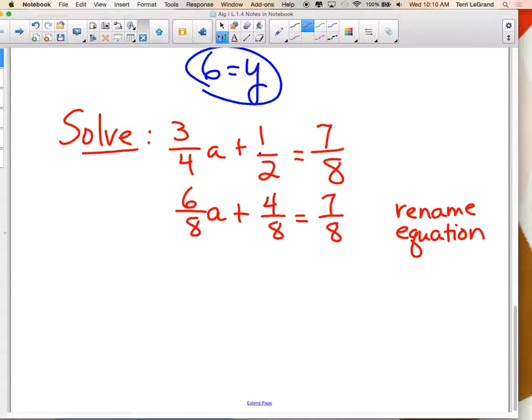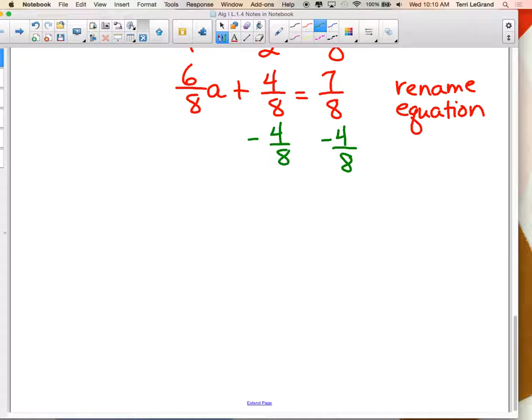So our first move, you said, was to subtract the 1/2. Well, now it's 4/8. So we'll subtract 4/8 from both sides of the equation. Whatever we do to one side, we do to the other. We now have 6/8 A. These guys are gone. And we have what on the right side now? 3/8. Okay.